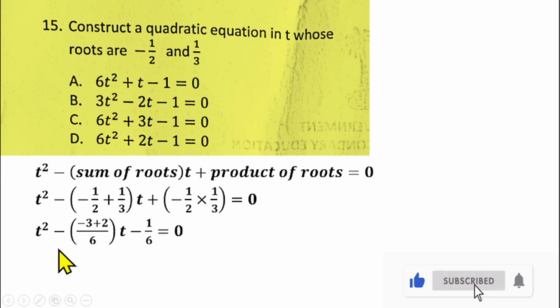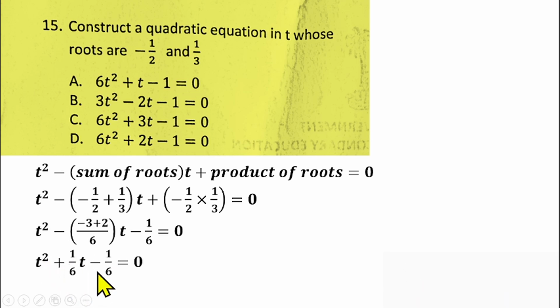So we have t squared minus open bracket. The LCM of 2 and 3 is 6. 2 in 6 is 3, 3 times minus 1 gives minus 3, plus 3 in 6 is 2, 2 times 1 gives plus 2, into bracket t. Then you multiply the roots: 1 times 1 gives 1 over 2 times 3, which is 6, equals 0. Minus 3 plus 2 gives minus 1 over 6, and minus times minus gives a plus. So we have t squared plus 1 over 6 t minus 1 over 6 equals 0.